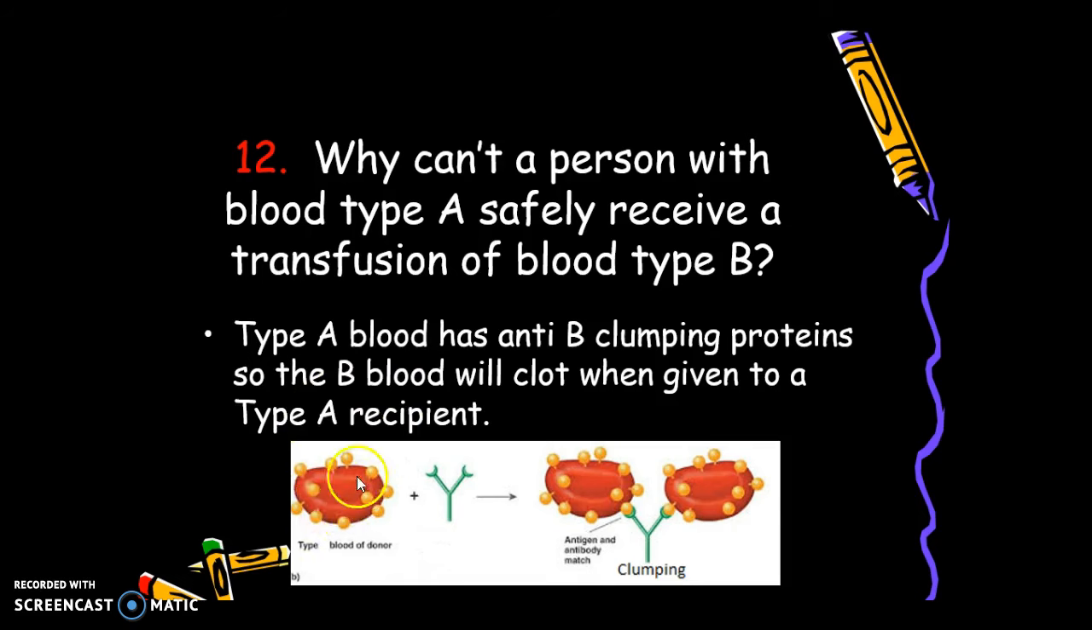So here's your type A recipient with these little yellow things. These are going to be your type A proteins. This is what you have in your plasma. This is the anti-B clumping. And so if B gets put into your blood, it's going to grab onto them and bring them together and clump them together. And that's not a good thing because then you can't get oxygen to your organs.